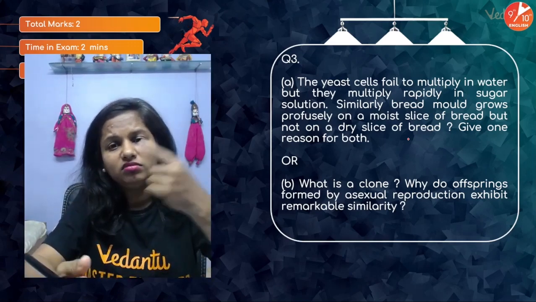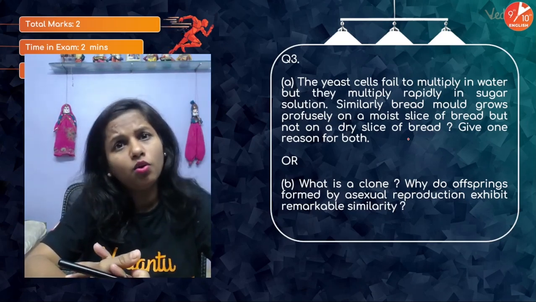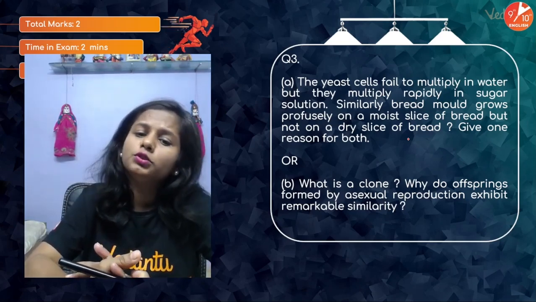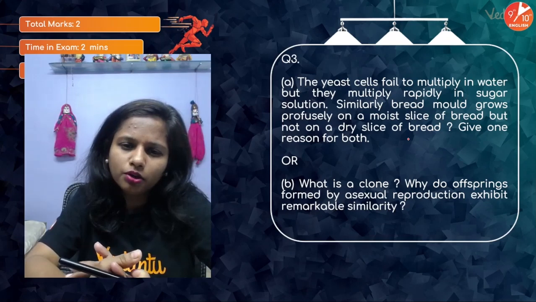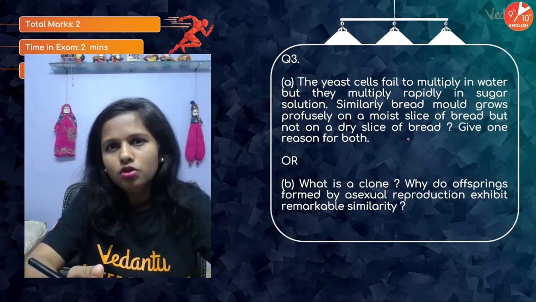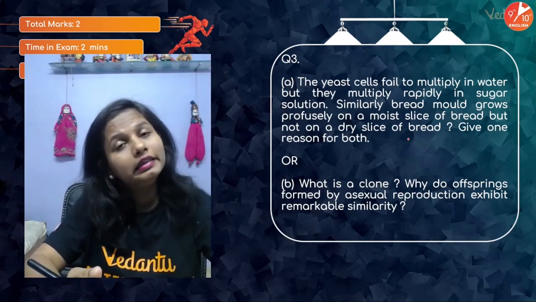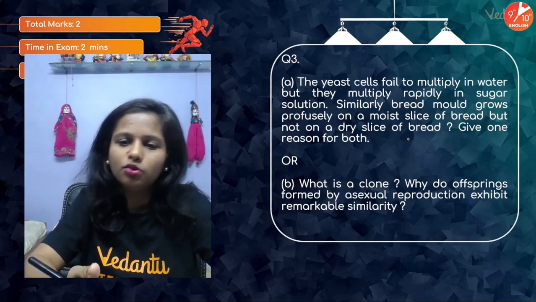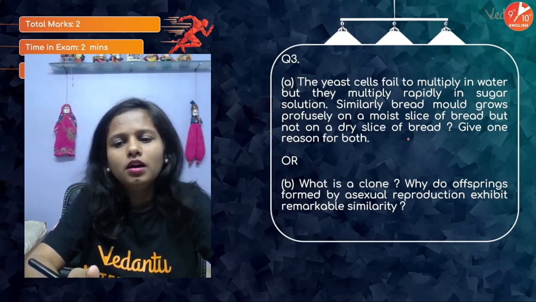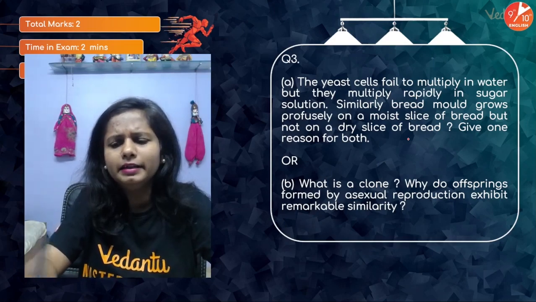Now it is an OR, so that is the next one. What is a clone? Why do offsprings formed by asexual reproduction exhibit remarkable similarity? So genetically identical individuals are called clones, right? Now, why do offsprings formed by asexual reproduction exhibit remarkable similarity?